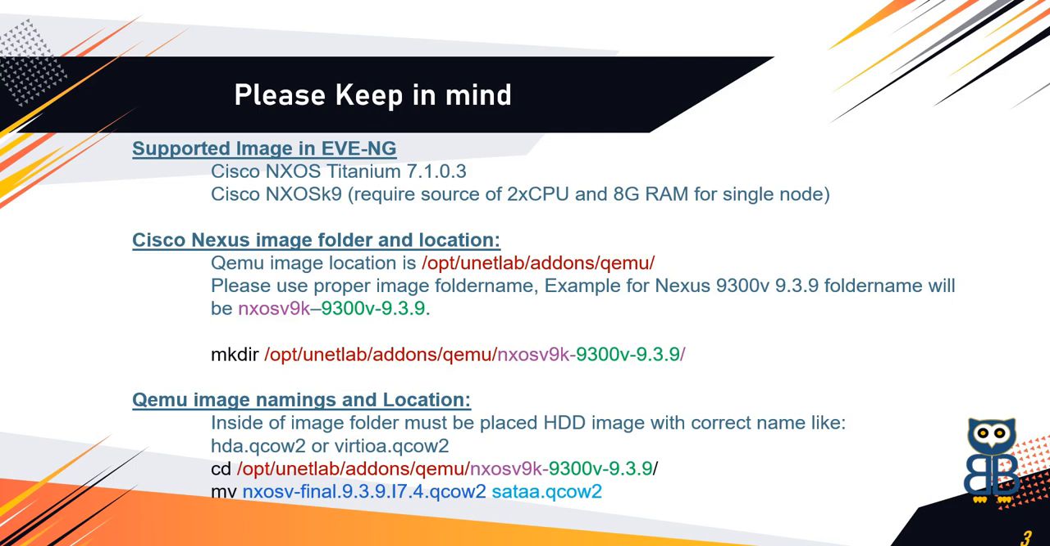The EVENG simulator provides the flexibility to support a variety of images. However, it doesn't mean all the images can be loaded in the same folder, or a raw image can be used in EVENG simulator. So you need to find the right folder for the Cisco Nexus image. The EVENG simulator usually stores all KVM supported images in QEMU folder. However, the image cannot be stored directly in QEMU folder.